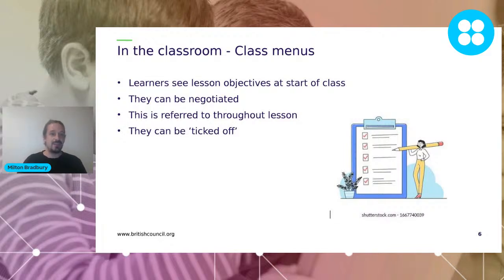Now, the idea is with class menus that once you start the class, you refer to them throughout the lesson. So, for example, I gave the example of how to talk about experiences by using the present perfect. If you do a reading first, you can tick off the reading bit. Then you look at the grammar. You can tick off the grammar bit. Why? I mean, this seems very obvious, but why is this useful?